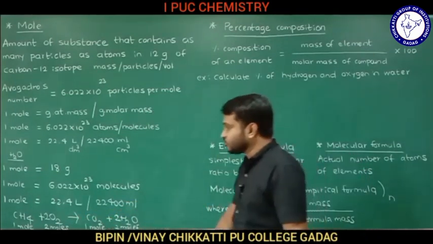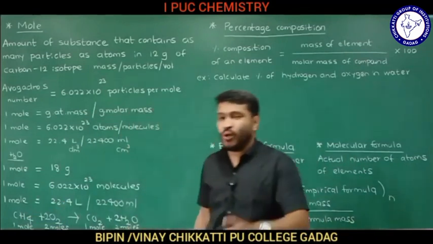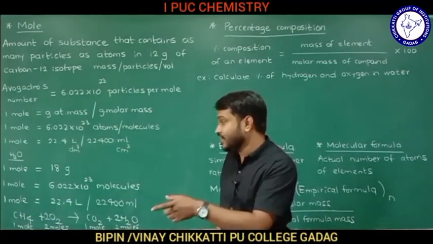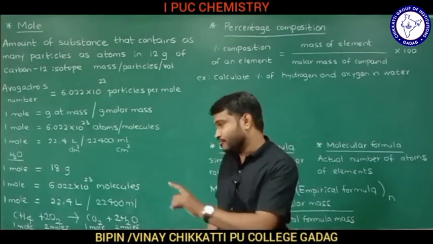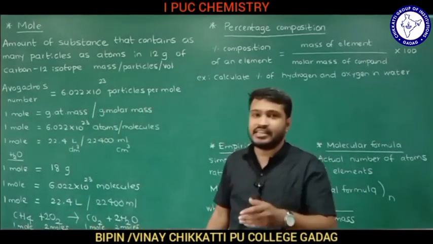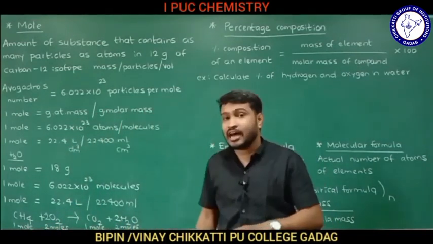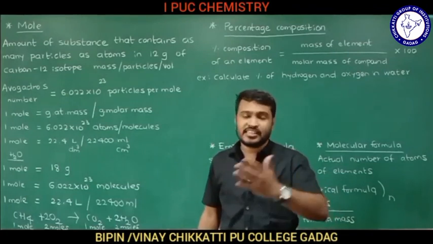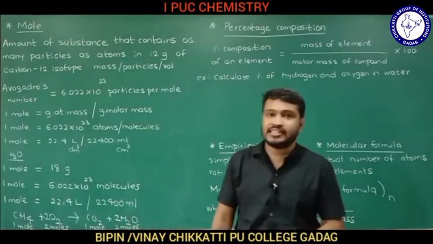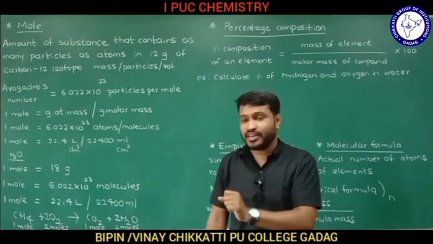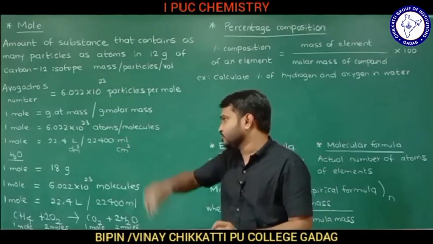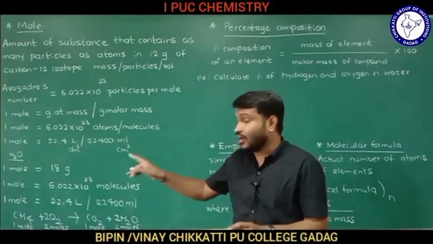So now the question arises, 1 mole of CH4, 1 mole of methane, has how many grams? Methane is a compound, and if you calculate the molecular mass, you are going to get 16. So 1 mole of methane has 16 grams. How many particles does 1 mole of methane have? 6.022 × 10^23 molecules. How much volume does 1 mole of methane have? 1 mole has 22.4 liters or 22,400 milliliters. This is how you need to consider it.